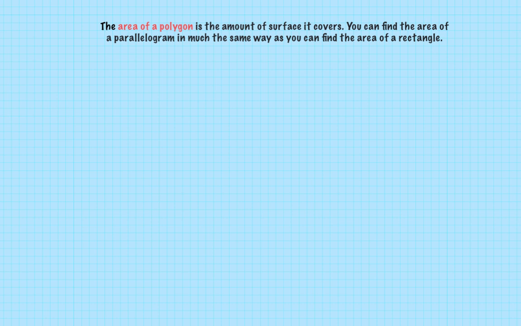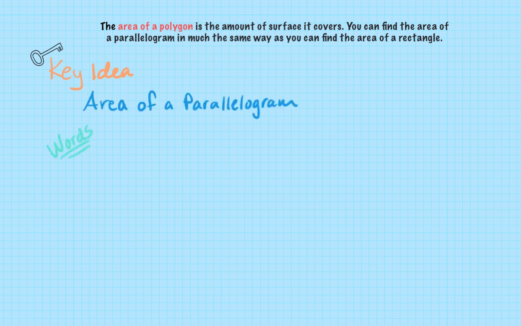The area of a polygon is the amount of surface it covers, and you can find the area of a parallelogram in much the same way as you can find the area of a rectangle. Our key idea is the area of a parallelogram. In words, it means the area A of a parallelogram is the product of its base B and its height H.